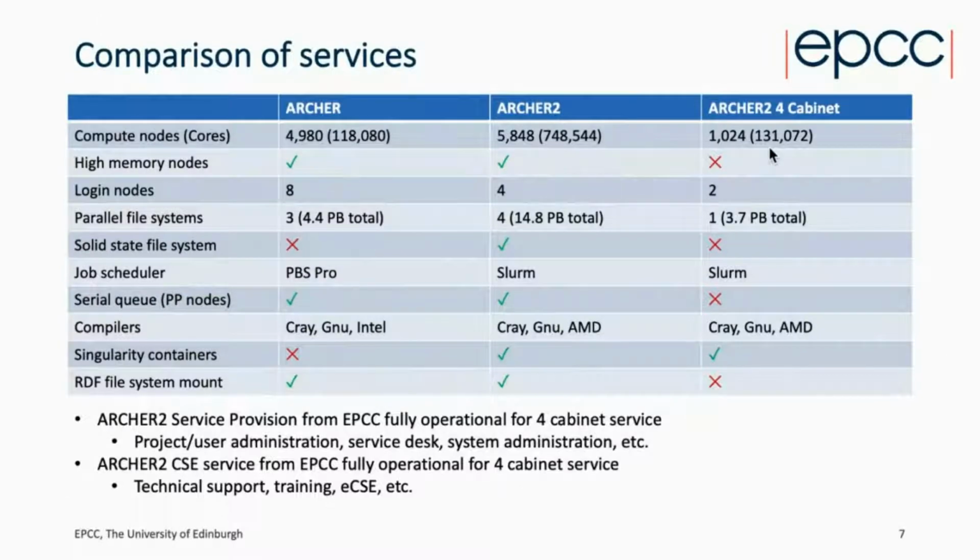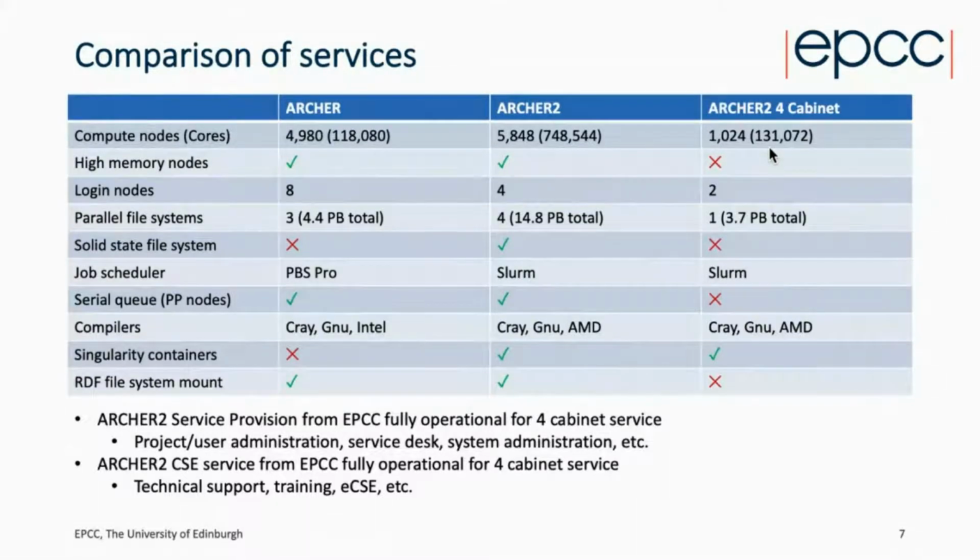So this 4 cabinet system is going to be part of the full system. It's not in addition to the full system. So yeah, exactly. The full system is going to be 5,860 nodes, not 6,860 nodes. Yeah, exactly. The 4 cabinet is an earlier delivery of some of the hardware. Thanks. Okay.